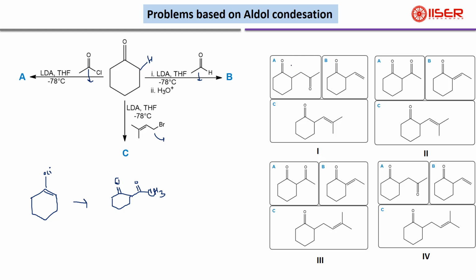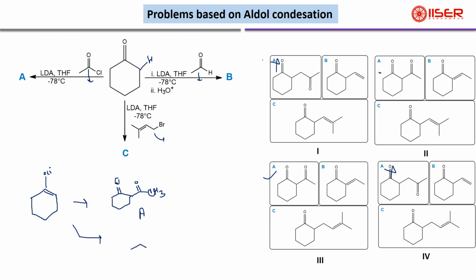So these two are already cut. Options 1 and 4 are already cut because the correct option is this one for A. Now let's see the B. So what will be the B? This is our A. Now if it attacks this aldehyde, it will be a simple aldol reaction.